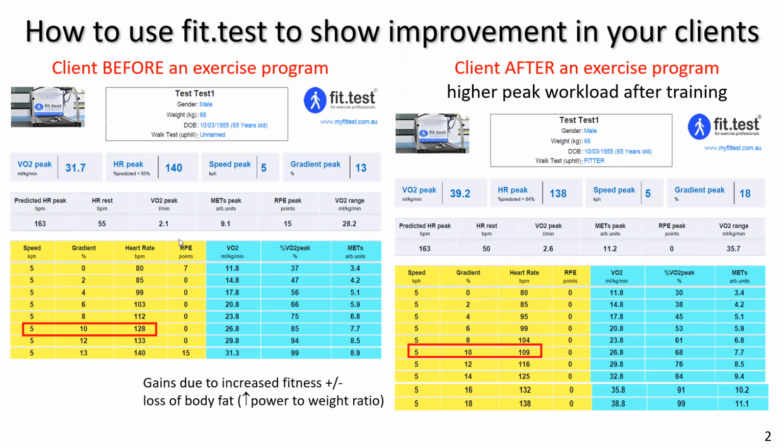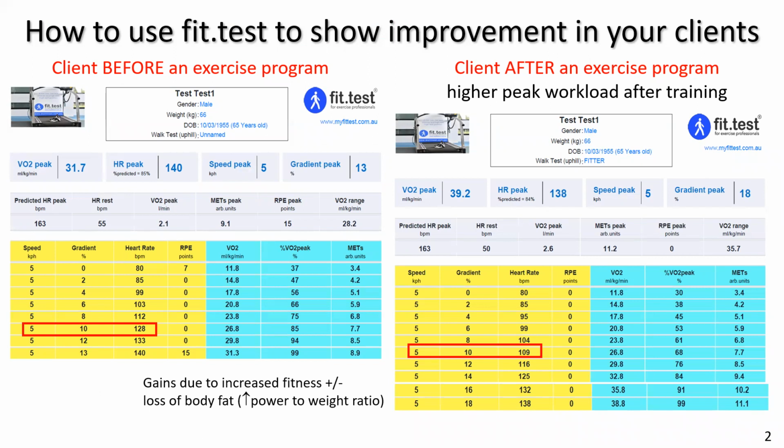So what I've got here is data from a client before and after an exercise training program lasting a few months. This is a 65-year-old male, 66 kilograms. At the first test, he got to a peak workload of 5 kilometers an hour on a treadmill with 13% gradient. And on the post test after the exercise program, he got to 5 kilometers an hour and 18% gradient, which is a significant improvement.